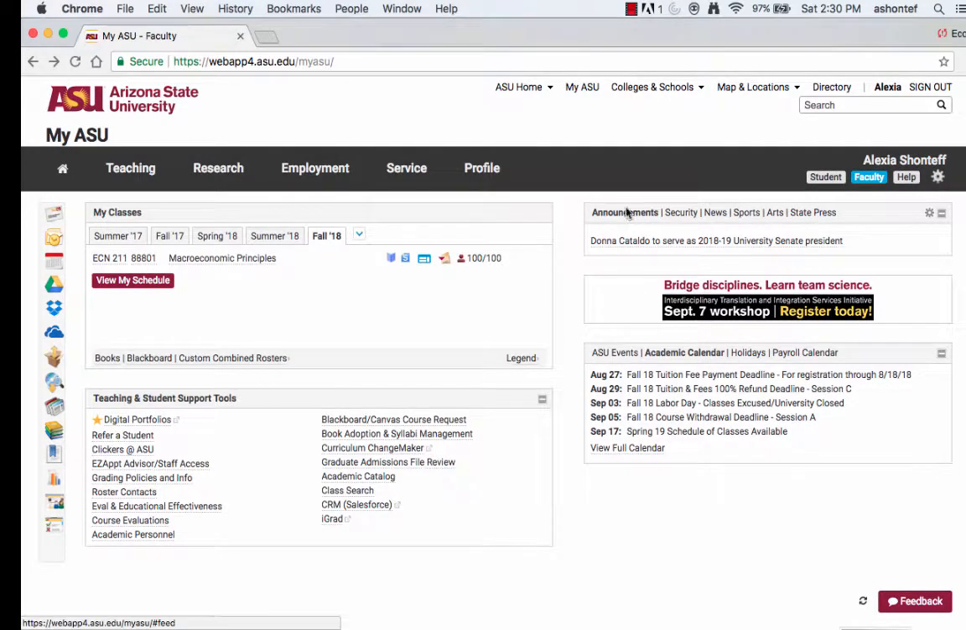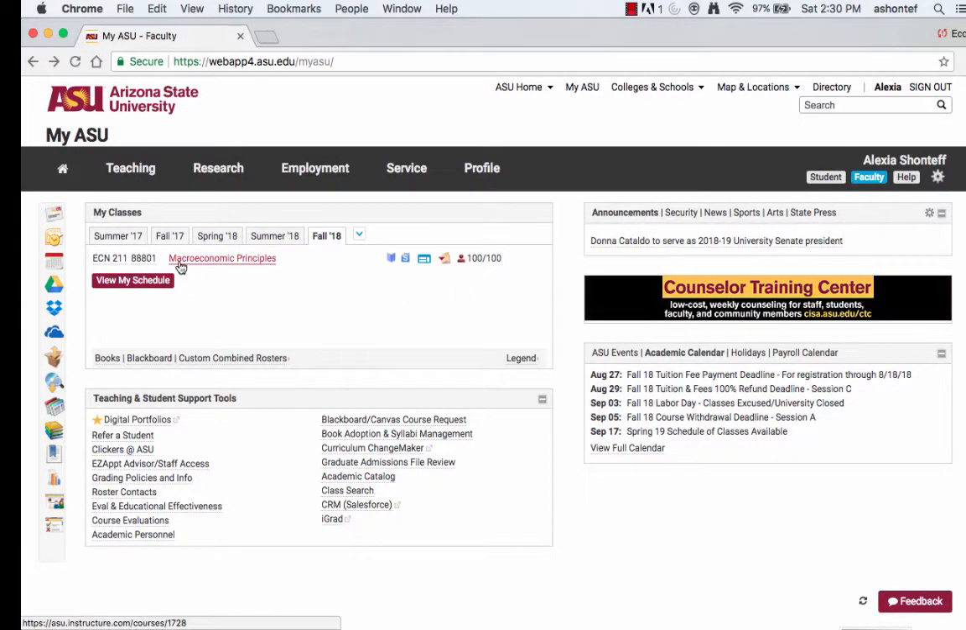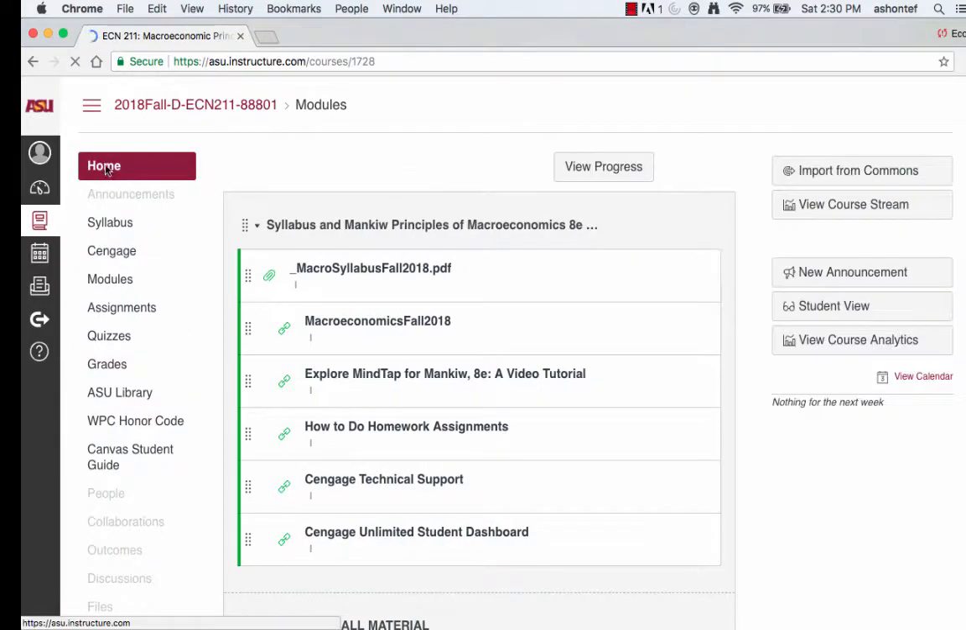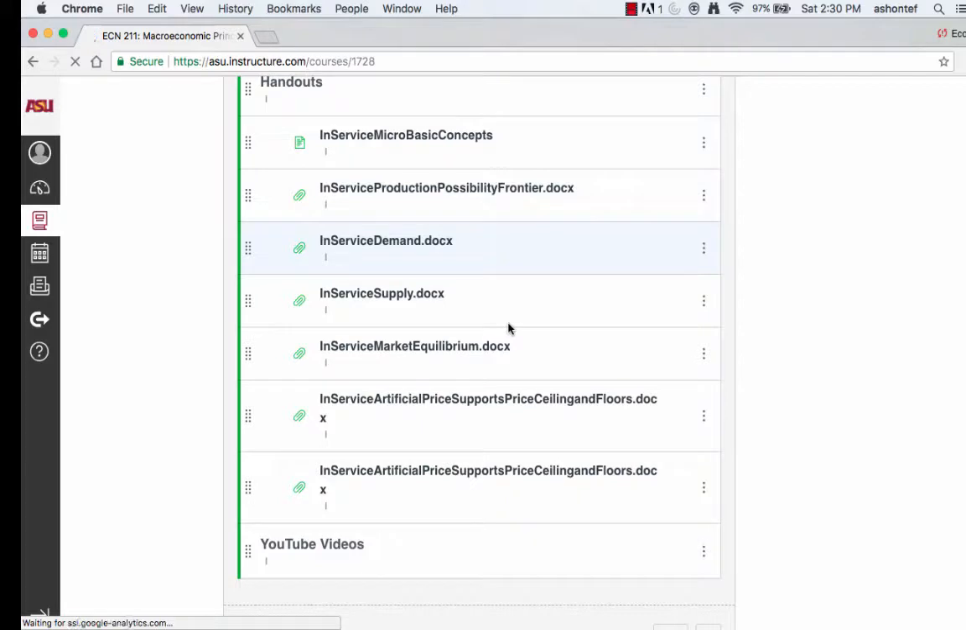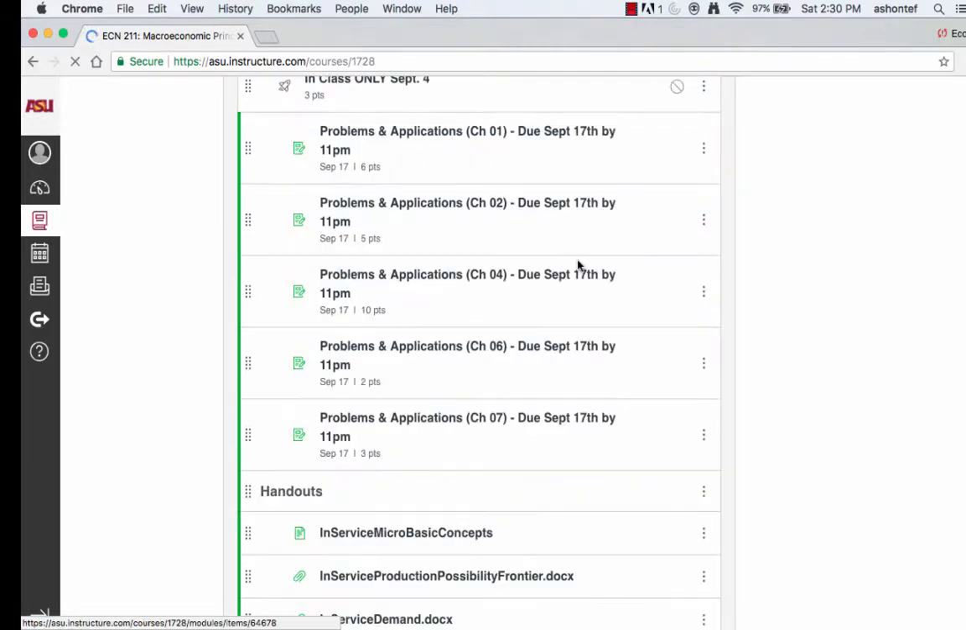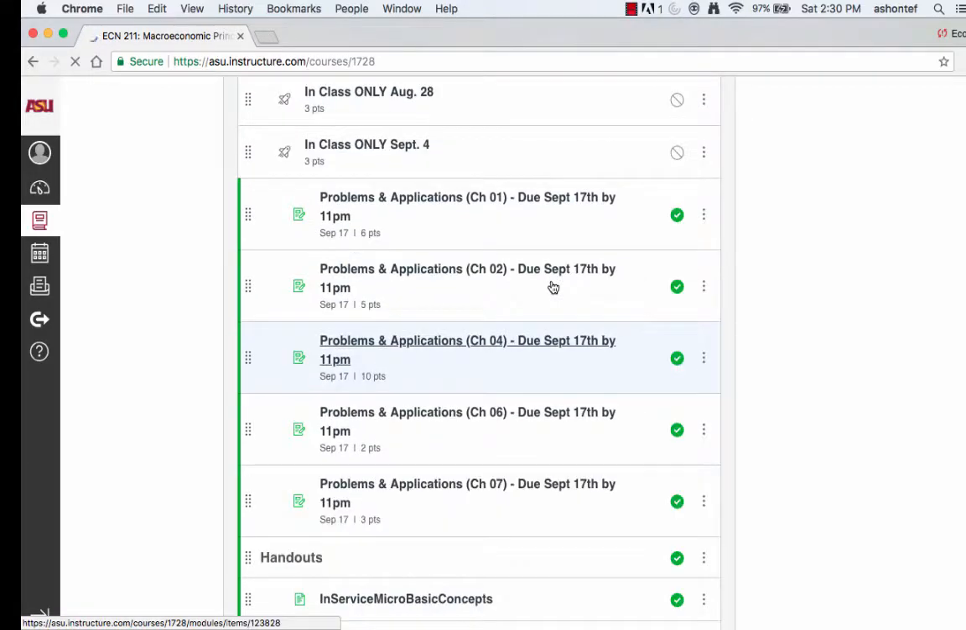Okay, so we're going to move on to chapter 2. So we'll go from the home page, the My ASU home page. We'll click on the title, which will take us to our Canvas page. Remember, from the home page, we'll go down to the section of homework that we're currently working on. So we're currently in section 1, and we're going to go to chapter 2. So we'll click on chapter 2.